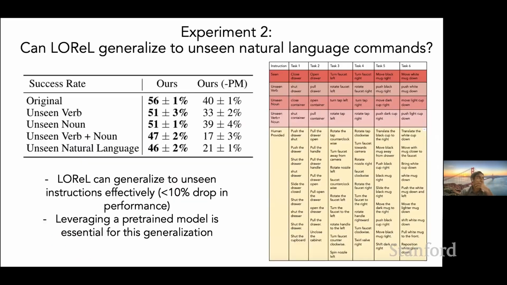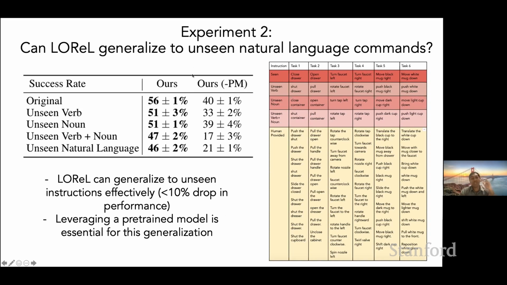The next thing we look at is generalization to unseen phrasings of your different commands. For example, we might normally be evaluating on tasks like close the drawer, turn the faucet left, and we look at what happens if we swap out the verb or noun or both with an unseen one, or we actually sent out a survey to the lab and said, phrase this instruction in some creative way. So instead of saying turn the faucet left, someone might say spin the nozzle left. And what we see is that with our method, we're pretty robust to these rephrasings, with at most a 10% drop in performance.